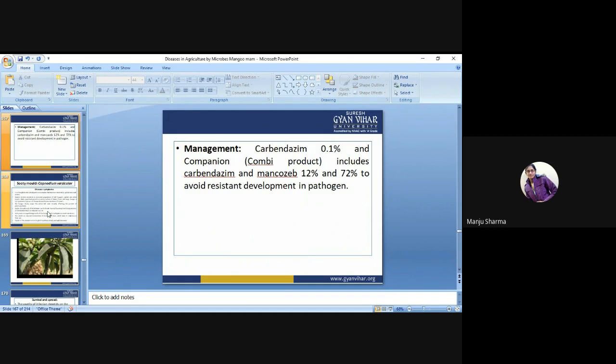Now management: carbendazim 0.1%, and Companion, a combined product which includes carbendazim and mancozeb at 12% and 72%, to avoid resistance development in the pathogen.